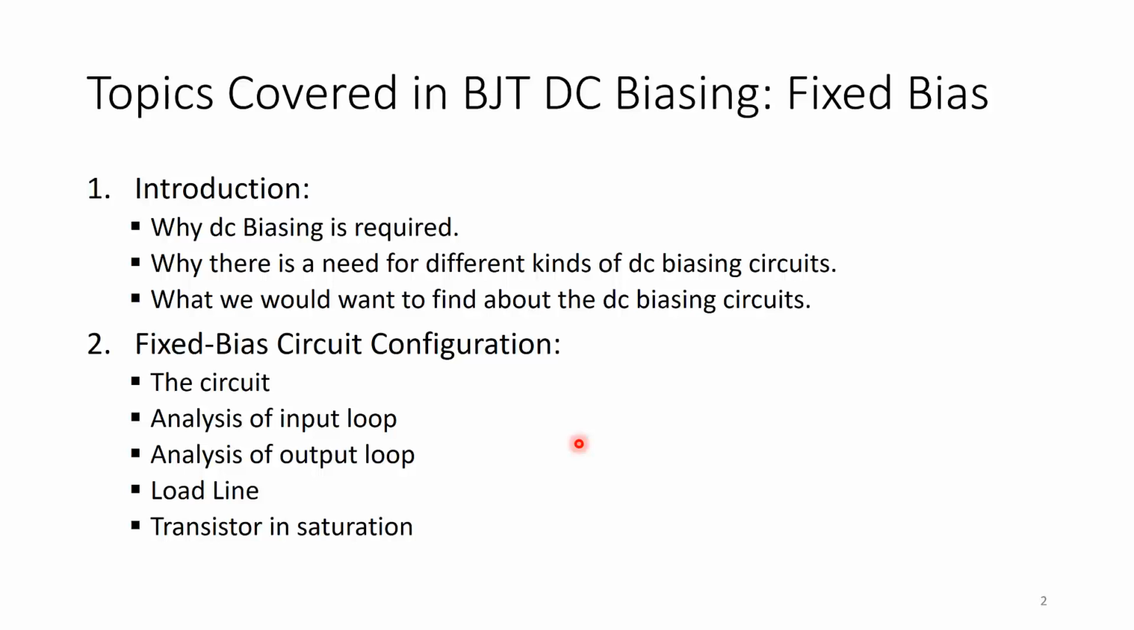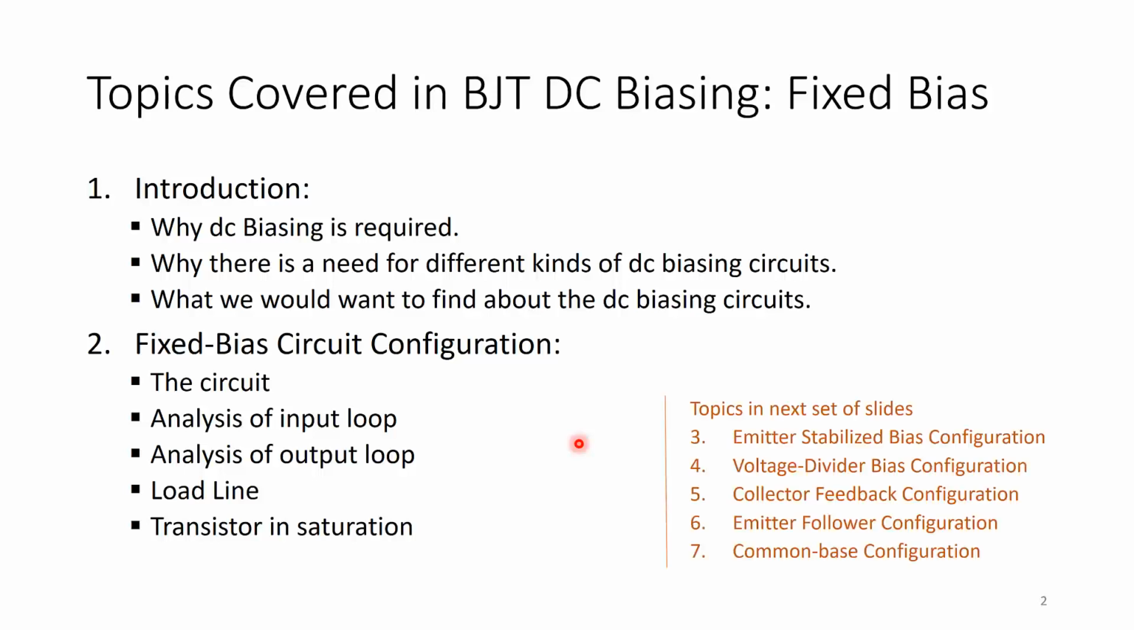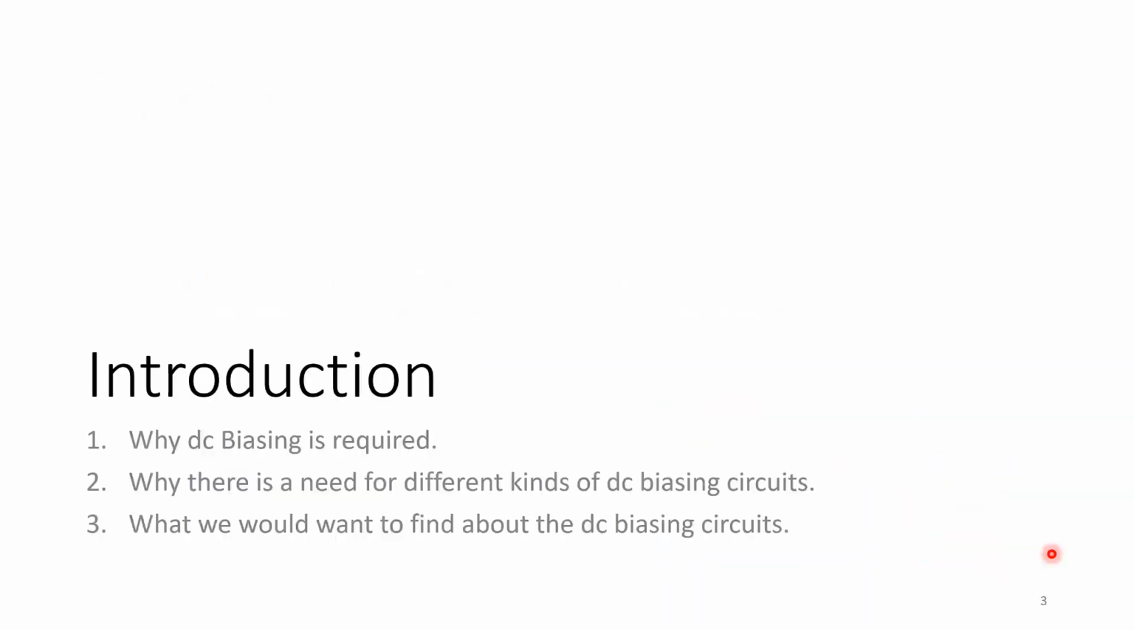After this configuration, there will be other DC biasing circuits that we will look at: the emitter stabilized bias, voltage divider bias, collector feedback, emitter follower, and common base. We're not going to have enough time to cover all possible DC biasing circuits, but this is what is covered in the syllabus.